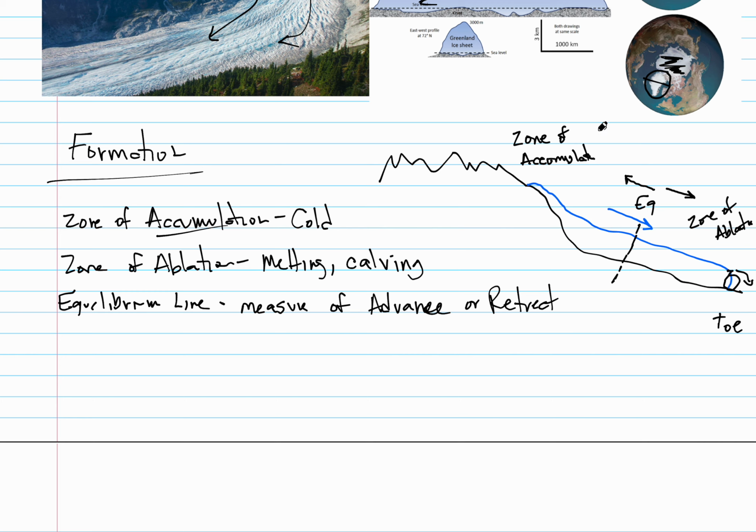One key thing about this image that I want you to see: this is a conveyor belt of ice. It is a flow of ice. It's a bulldozer of ice. But any particle of ice is always moving downhill. So even if we're in a period of retreat, that means that the toe is moving backwards, but ice is still always flowing down.